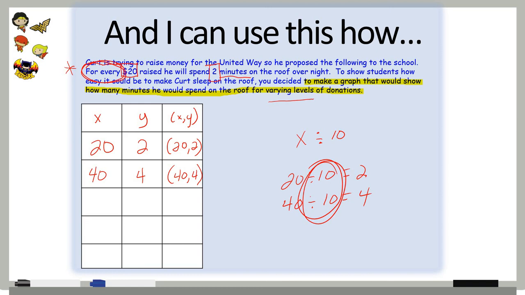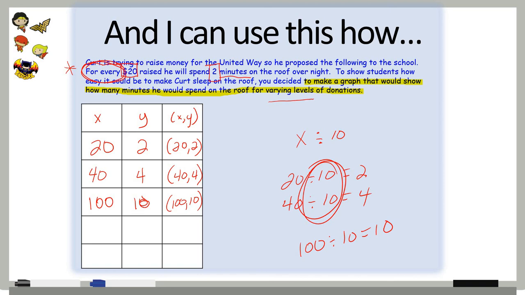So let's take a look. We're not going to go crazy here with numbers that aren't base 10, but let's try $100. So if I donate $100, how much time is that going to make Kurt spend on the roof? If I take 100 and I divide it by 10, I get 10 minutes. So that ordered pair is 100 and 10.